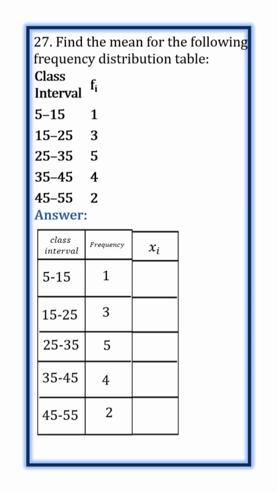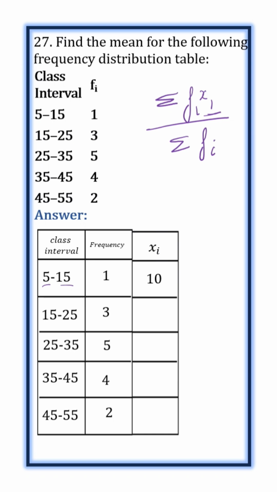In the next step, we have to find xi, that is the midpoint of the class interval. How can we find it? Let us add these two, 5 and 15. What is it? 20. 20 by 2, that is 10. Why do we need the midpoint? Because mean is equal to summation of fi xi upon summation of fi. So here we want xi.